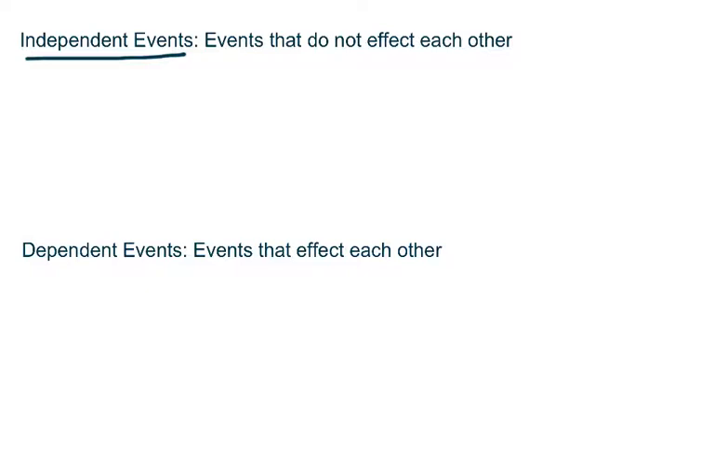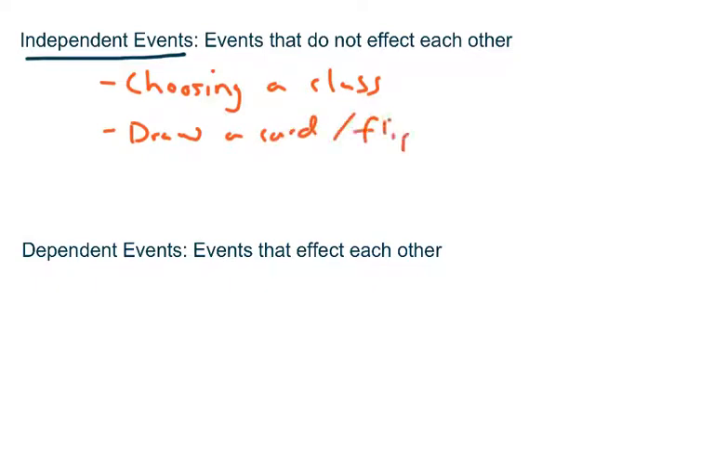So a couple of examples: choosing the 3 classes from the last slide there. Choosing a class would be an example of independent events. Another set of independent events which we'll use more often would be drawing a card, and flipping a coin.